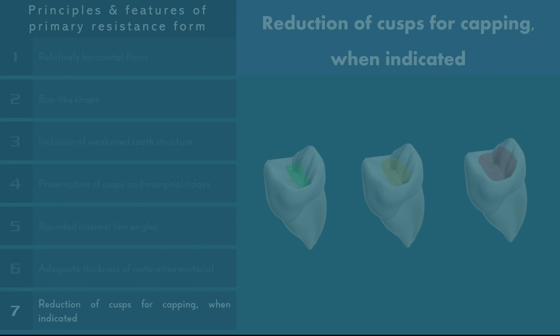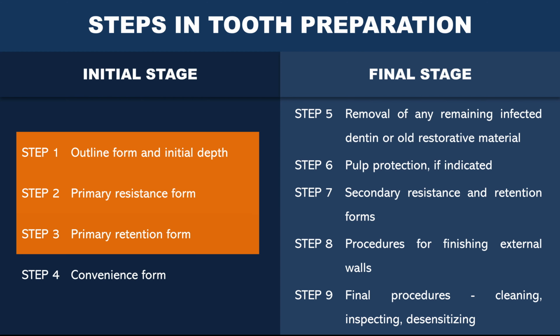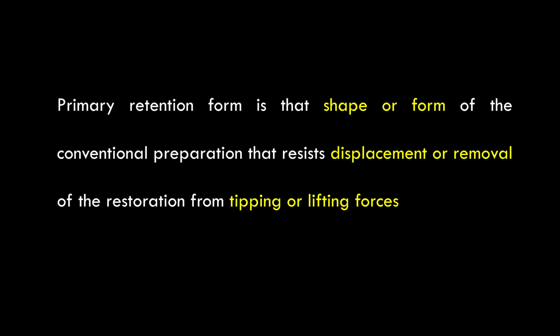That concludes the primary resistance form. And now let's see about the primary retention form. Primary retention form is defined as that shape or form of the conventional tooth preparation that resists displacement or removal of the restoration from tipping or lifting forces. This can be better understood with this example.